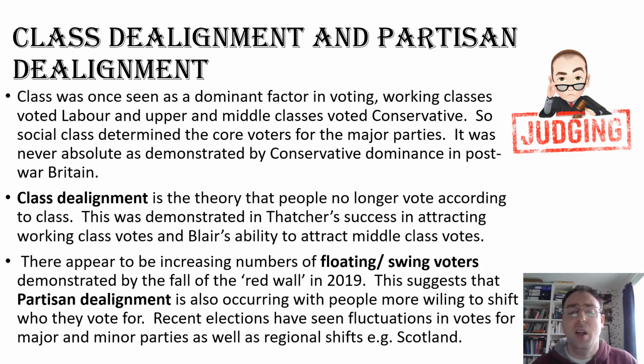We've also seen a fluctuation in votes for major and minor parties. For example, in 2017, we seem to have a return to the dominance of the two major parties, whilst in other elections, we've seen not only groups like the Liberals do quite well, but we've seen UKIP attracting huge numbers of votes. And in particular, we've seen that shift in Scotland with the growth of the SNP.